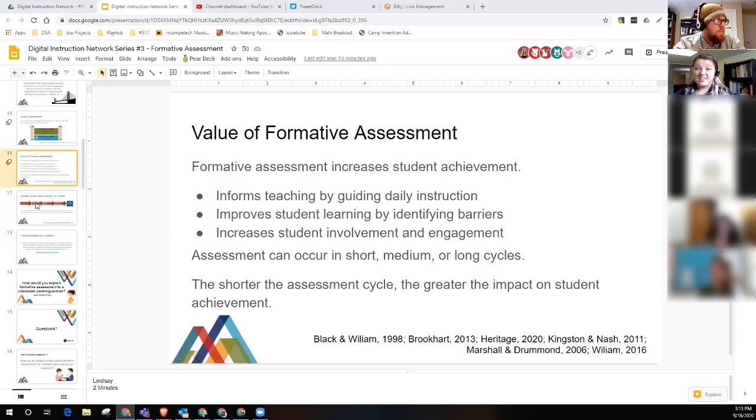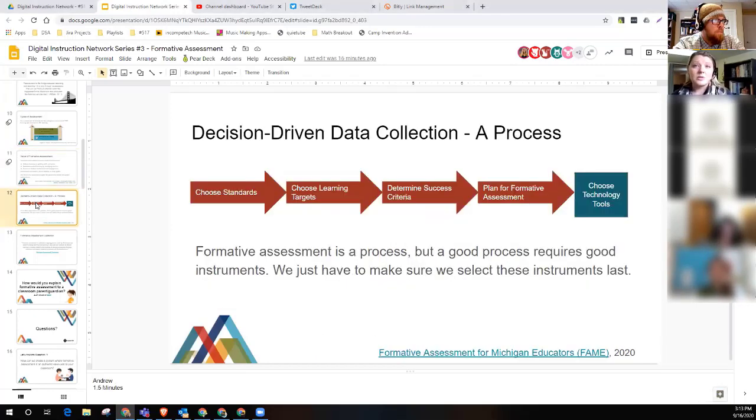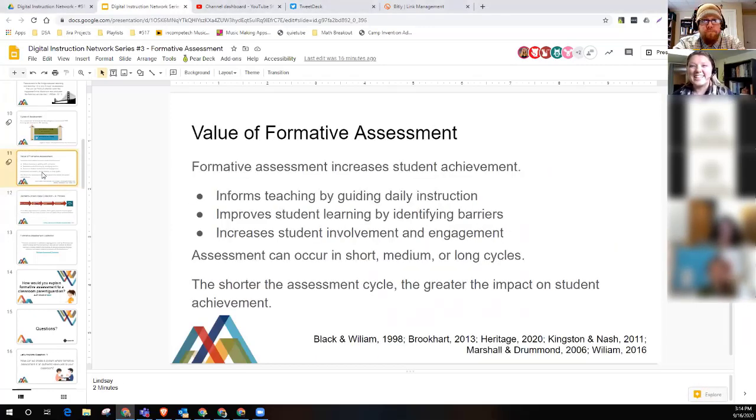There are different cycles, different lengths of cycles of assessment. We have short, medium, and long. Those short cycles are the minute by minute and the day by day, the lesson by lesson. Longer cycles are like unit by unit or semester by semester. And in general, shorter cycles tend to lead to greater student achievement. So just think for a second, in your own classroom, which of these do you tend to rely on most? Short, medium, or long? And then why do you think it is that shorter cycles are more effective?